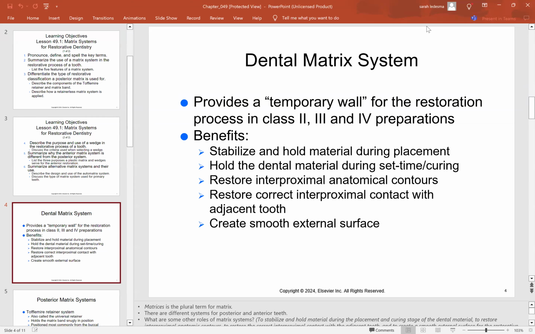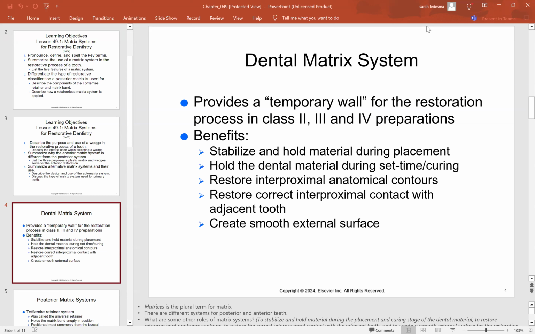Dental matrix system. Our matrix is going to provide a temporary wall for the restoration process in our class 2, 3, and 4 preparations. Remember, these are the classes that include our interproximal walls.